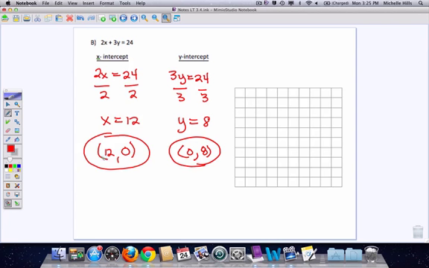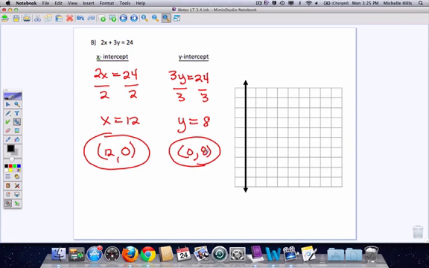Now the challenge on this one, I cannot get over to positive 12 on my x-axis going by 1s, because I only can get to positive 10 going by 1s. So what I need to do when I graph this is, I need to go ahead and get over to positive 12, but I'm going to have to go by 2s on that axis. So 2, 4, 6, 8, 10, 12.